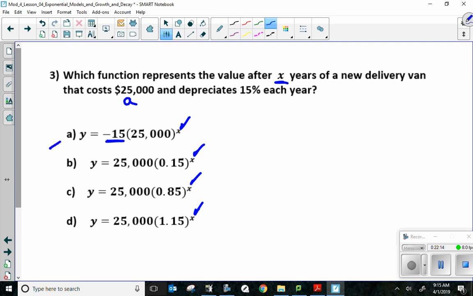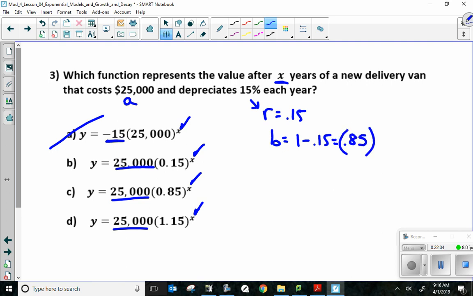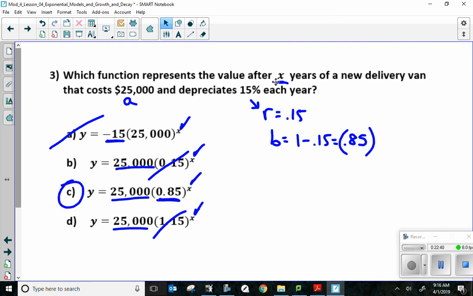It's not negative 15. 25,000. Depreciates at 15%. That means my rate is 0.15, and depreciate means subtract. So my b value is 1 minus 0.15, which is 0.85. That's going to be my parentheses. Yahtzee. C. Simple.